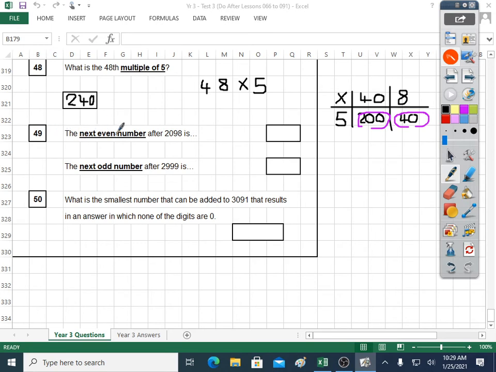Question 49. The next even number after 2098. Well, 2099 is the next number, but that's odd. So it'd be the one after that, 2100 is our answer, 2100. And you've also got to get this one right to get question 49. The next odd number after 2999, well, the next number is 3000, but that's even because 0 on the end means even. So it's the number after that, 3001. So the next odd number is 3001.